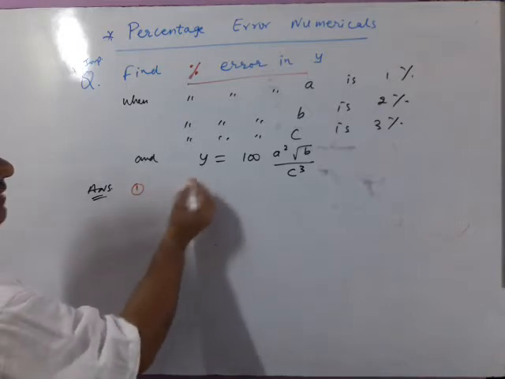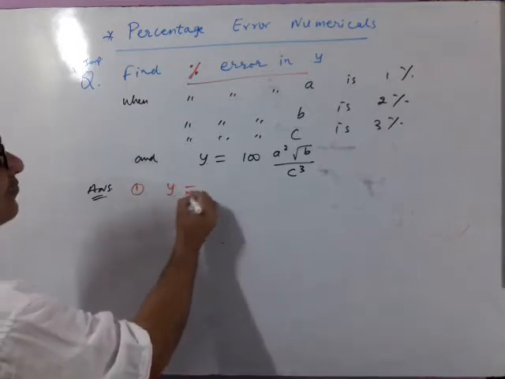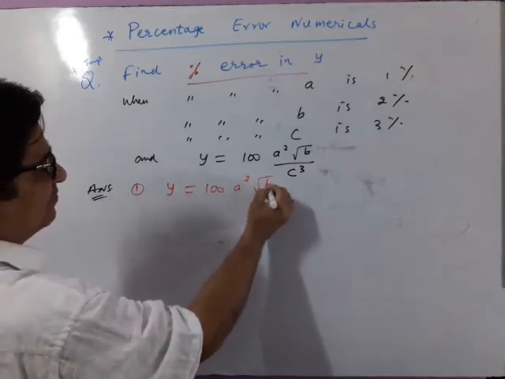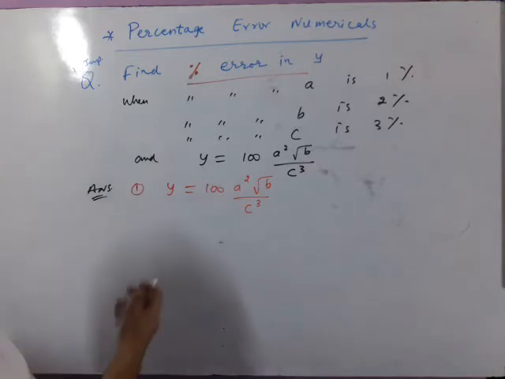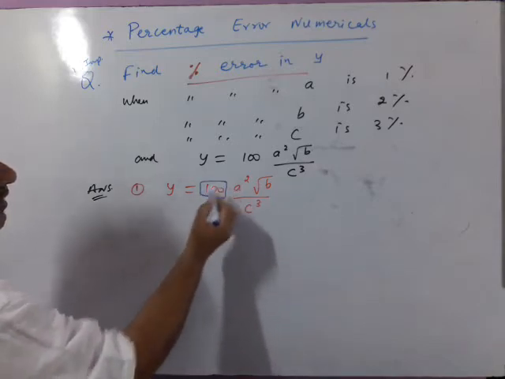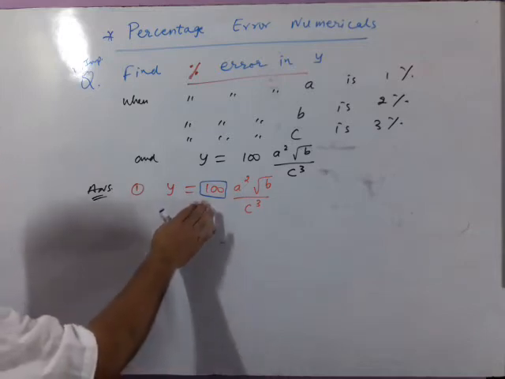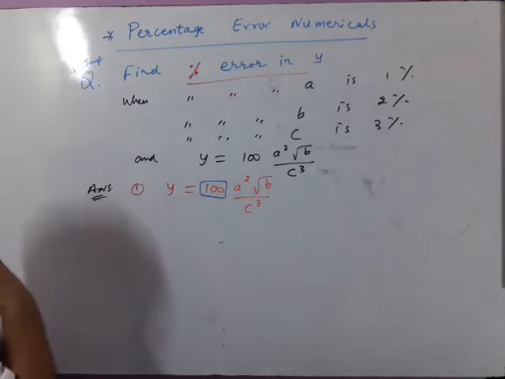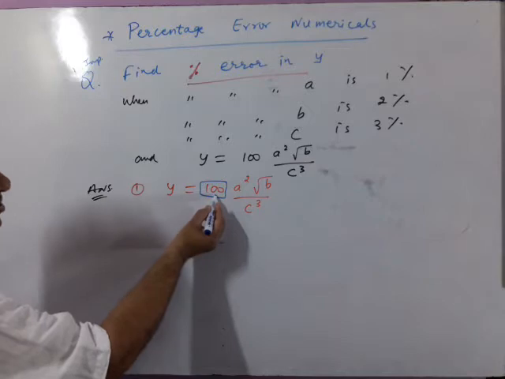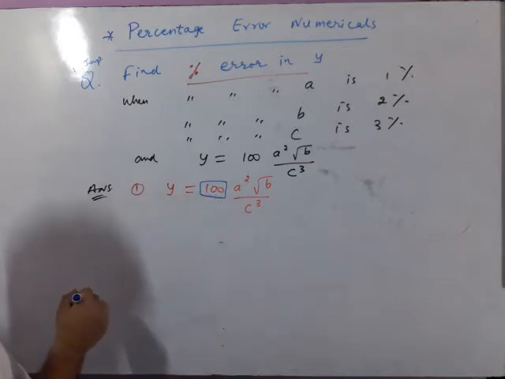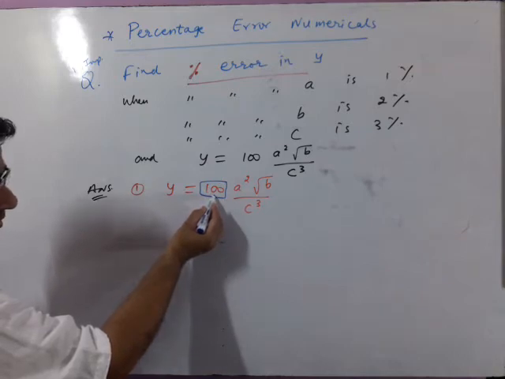So, first of all, write the formula given. You may be given any formula. Write the formula. Then, whatever constant is given to you, ignore that. There is no error in a constant. 100 will remain 100. It will never change. So there is no error in the constant, which is 100 in this numerical. Now this is point number 2. Ignore constants. There is no error in the constants.